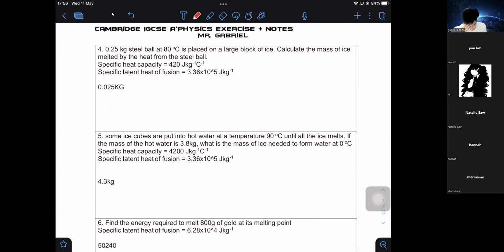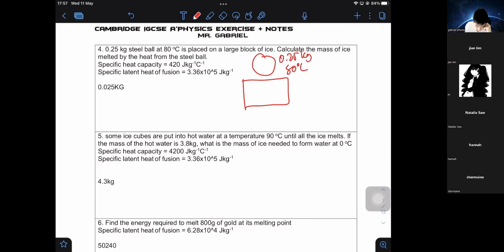A 0.25 kg steel ball at 80 degrees Celsius is placed on a large block of ice. Calculate the mass of the ice melted by the heat from the steel ball. Okay, question number 4 here is basically another thermal equilibrium scenario, right? Because it has a steel ball that is being placed onto this block of ice. This steel ball starts off with 0.25 kg and it is at 80 degrees Celsius, right?